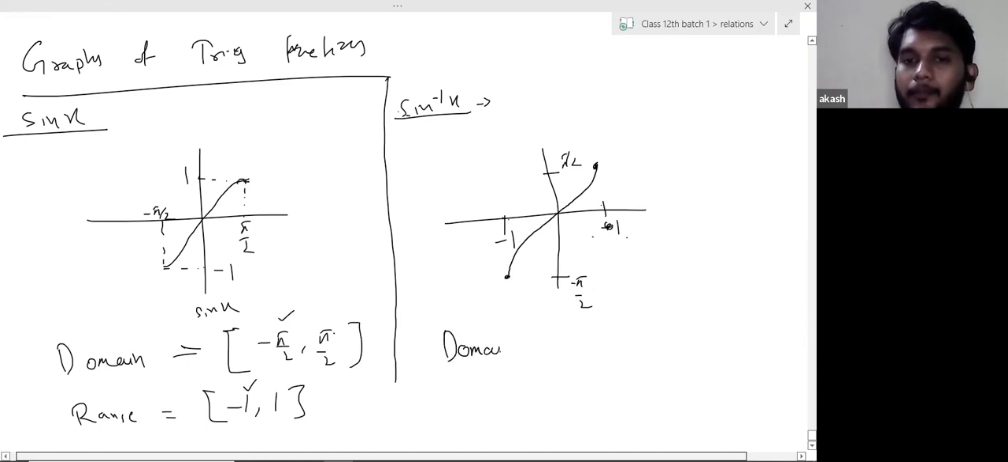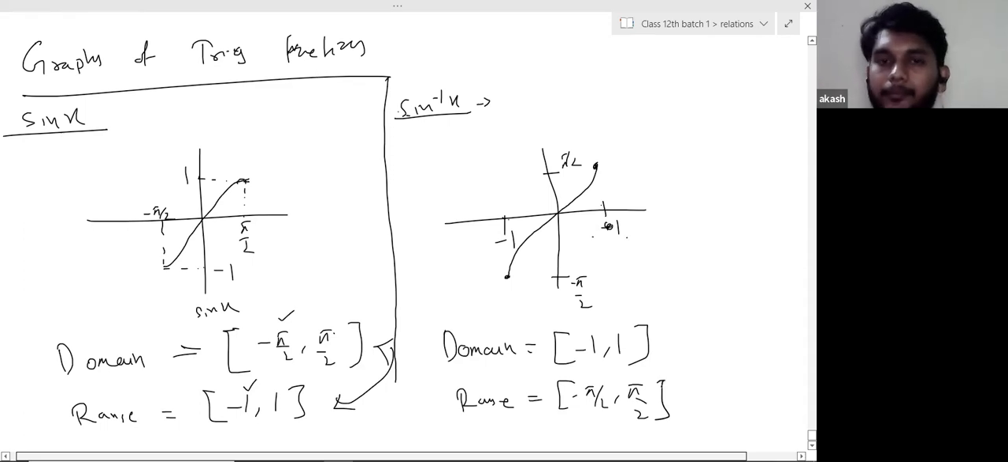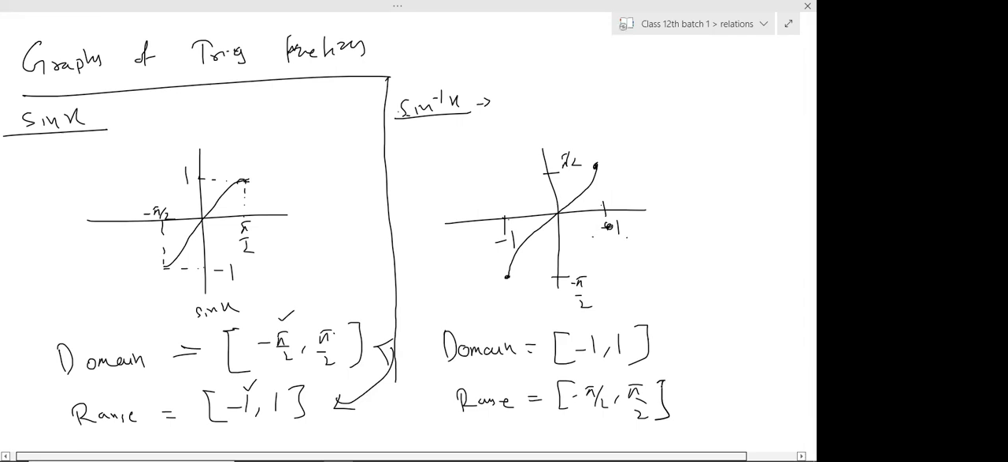The domain and range are interchanged when we find the inverse function. As you can see in this previous example, if you put 1, we got a, but in the inverse, if you put a, we got 1. So domain and range are interchanged. So in here the domain will be minus 1 to 1, and range will be minus pi by 2 to pi by 2. Is it clear or not, everyone? Yes, sir. All right, please note it down.